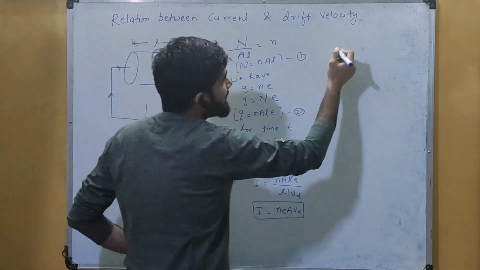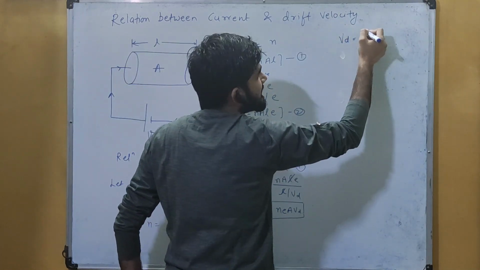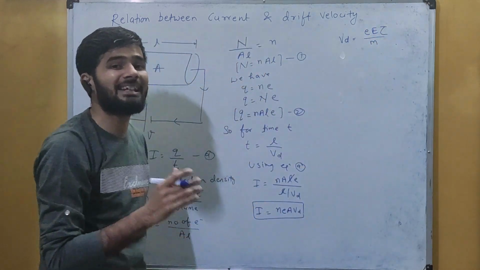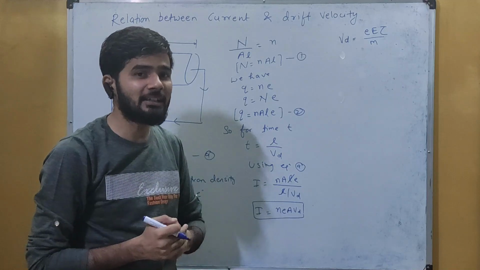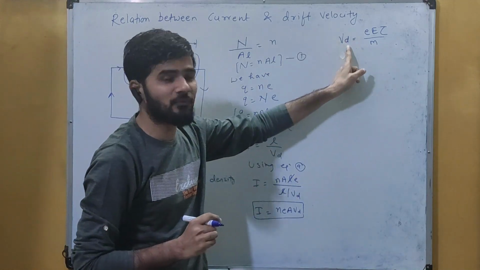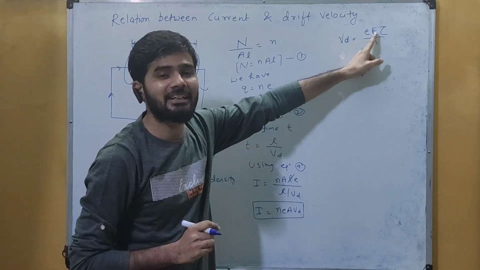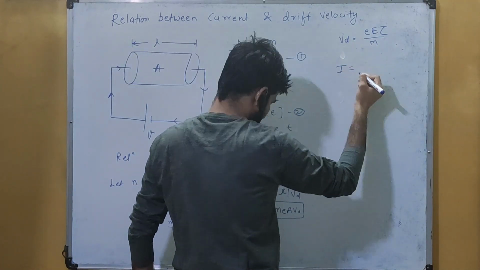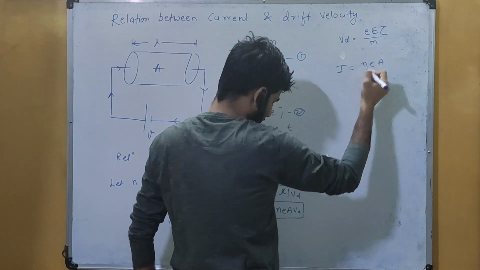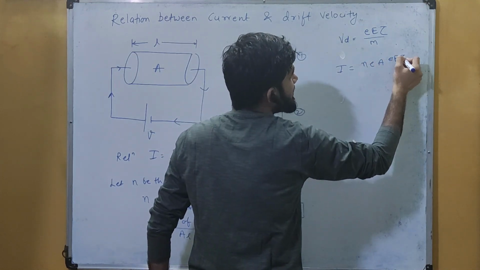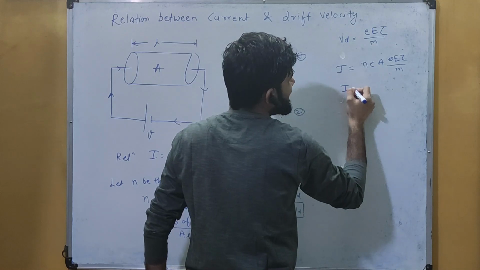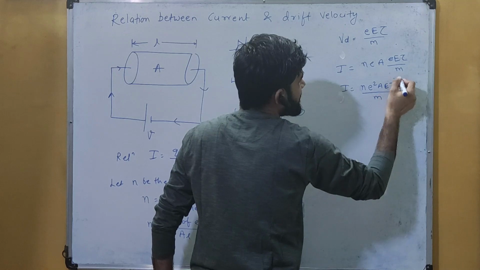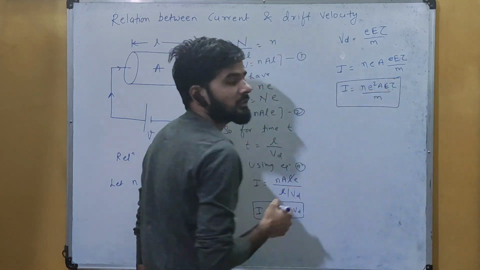Now here we have this Vd, that is the drift velocity, equals eEτ by m. Here we are neglecting the negative sign. What is the meaning of the negative sign? The negative sign represents that the drift velocity is opposite to the direction of the electric field. So we will put the value of Vd here. So I equals neA times eEτ by m. So I equals ne²AEτ by m. So this is the value of current.